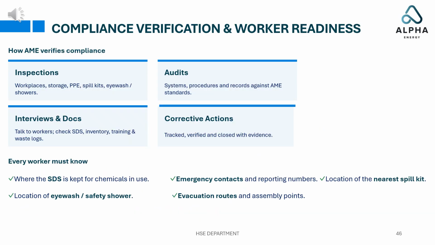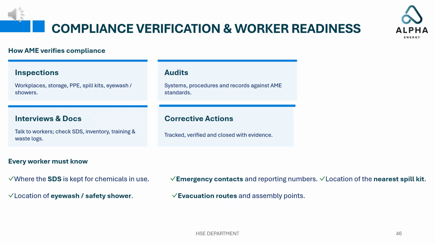Now let's talk about compliance verification and worker readiness. How does AME make sure everyone is following the rules and staying safe? We use 4 main methods. First, inspections. We inspect workplaces, storage areas, PPE, spill kits, eye wash stations, and safety showers on a regular basis. We're checking to make sure everything is in good condition and ready to use. Second, audits. We audit our systems, procedures, and records against AME standards. This is a deeper look at how we're doing and where we need to improve.